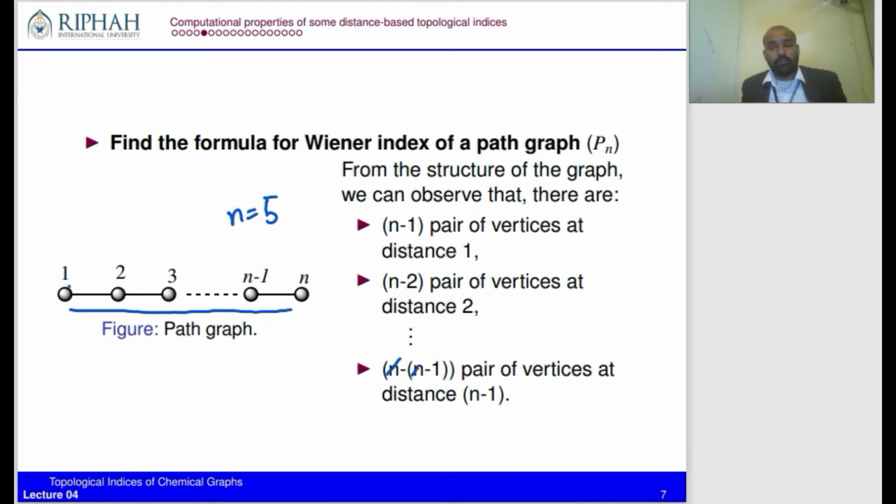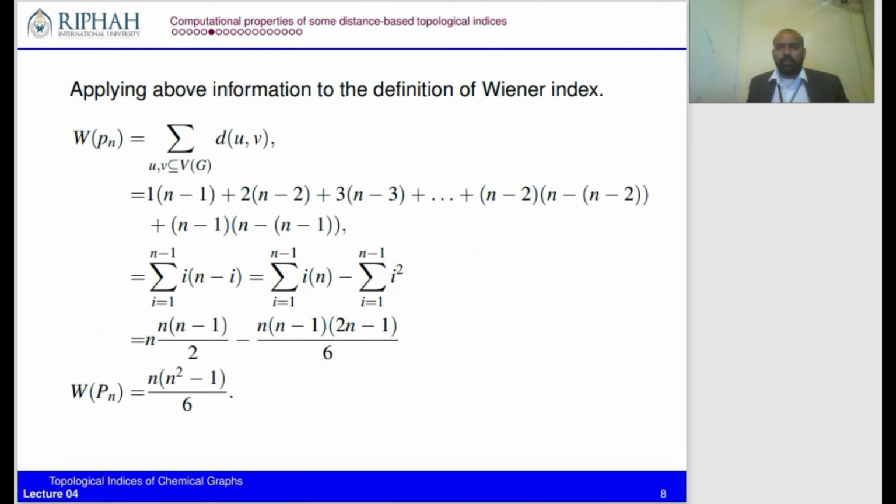There are n minus 1 pairs of vertices which are at distance 1, n minus 2 pairs of vertices which are at distance 2, and similarly we find that there is 1 pair of vertices at distance n minus 1. So if we have this information, we put this information in the formula of the Wiener index. So here we have a next slide.